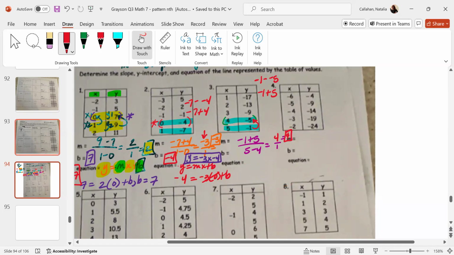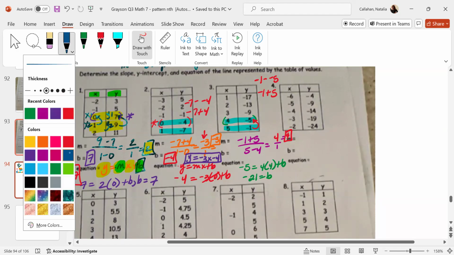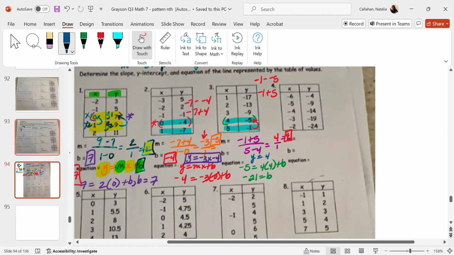It's okay. So 4, right? So then with 4, negative 5 equals 4 times 4 plus b. So negative 5 minus 16 is a negative 21 equals b. Is that what you have for b? Check my answer because I don't know if it's correct. Minus 21. This is your answer right here. Okay. All right, number 4.